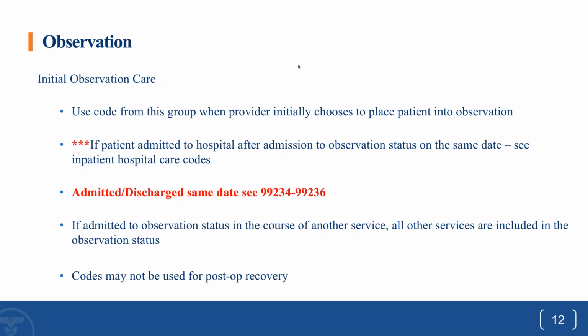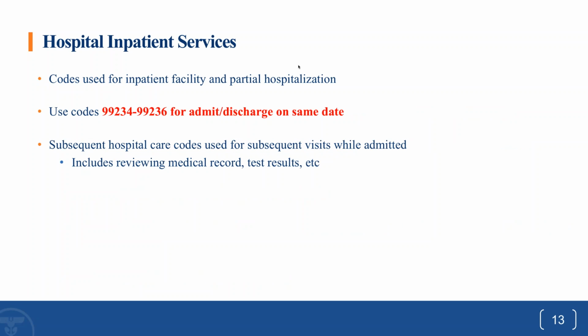Turn to page 18. On page 18, this is where you found the in and out on the same day for your observation services, and also your hospital discharge services. Okay, so we spoke about the hospital subsequent codes. That's like if they were admitted on Monday and they're there Tuesday, Wednesday, Thursday, that's going to come from subsequent hospital care.